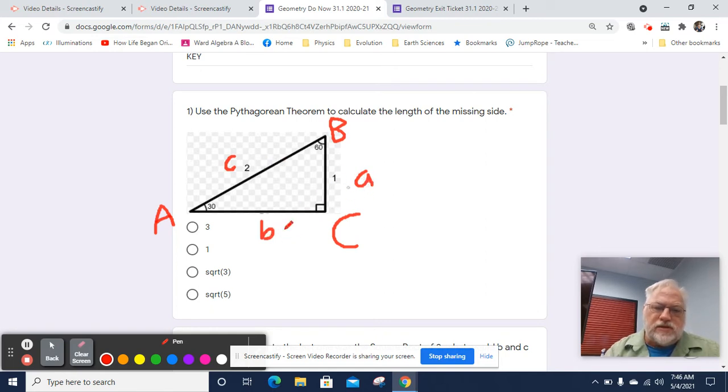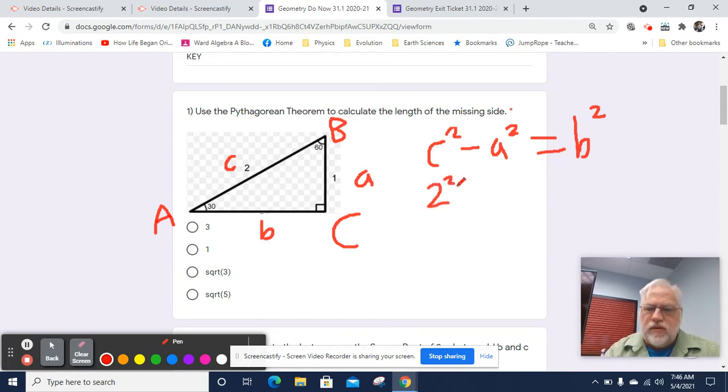So there's the a squared plus b squared equals c squared formula, but we can rearrange that into c squared minus a squared equals b squared. So that means we're going to have 2 squared minus 1 squared equals b squared. Then that's going to be 4 minus 1, and that's going to equal 3. So b squared equals 3.